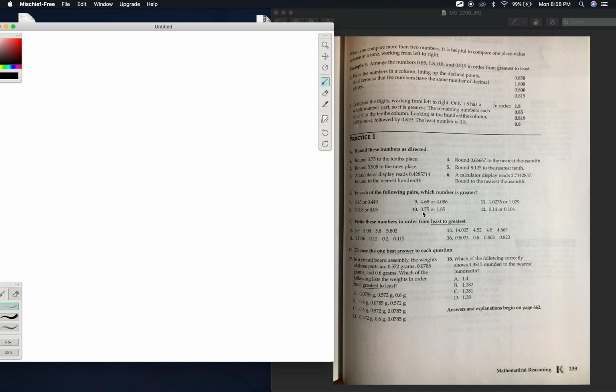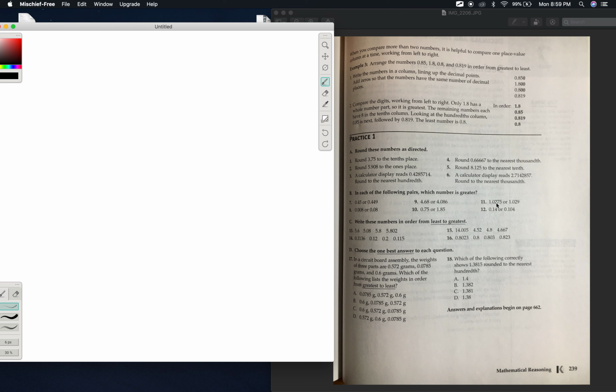Okay, 0.75 or 1.85. Well, this does not have a whole number, whereas this one does. So this is actually 3/4 of a whole number, whereas this one has a whole number plus some. So we know that this one is greater. Otherwise, if this was a 0, we would start with the number to the right of the decimal, which is 7. And this one is 8, so either way, this would still be larger.